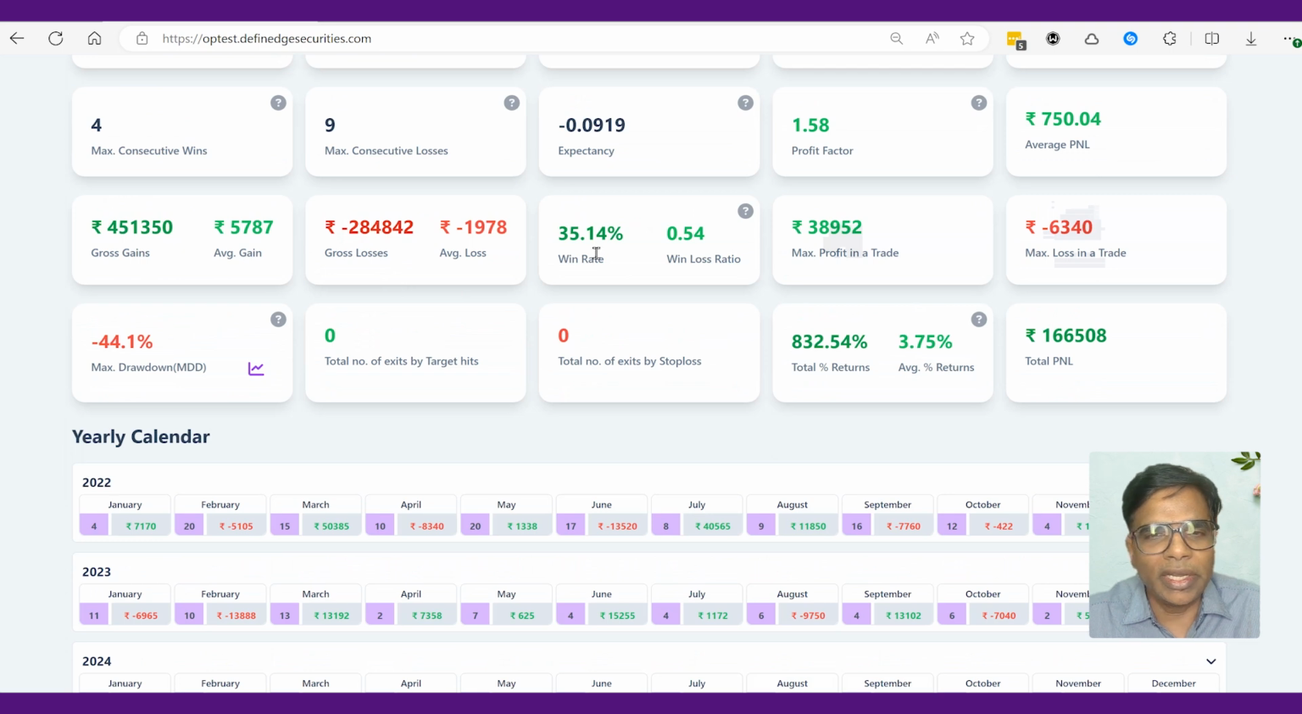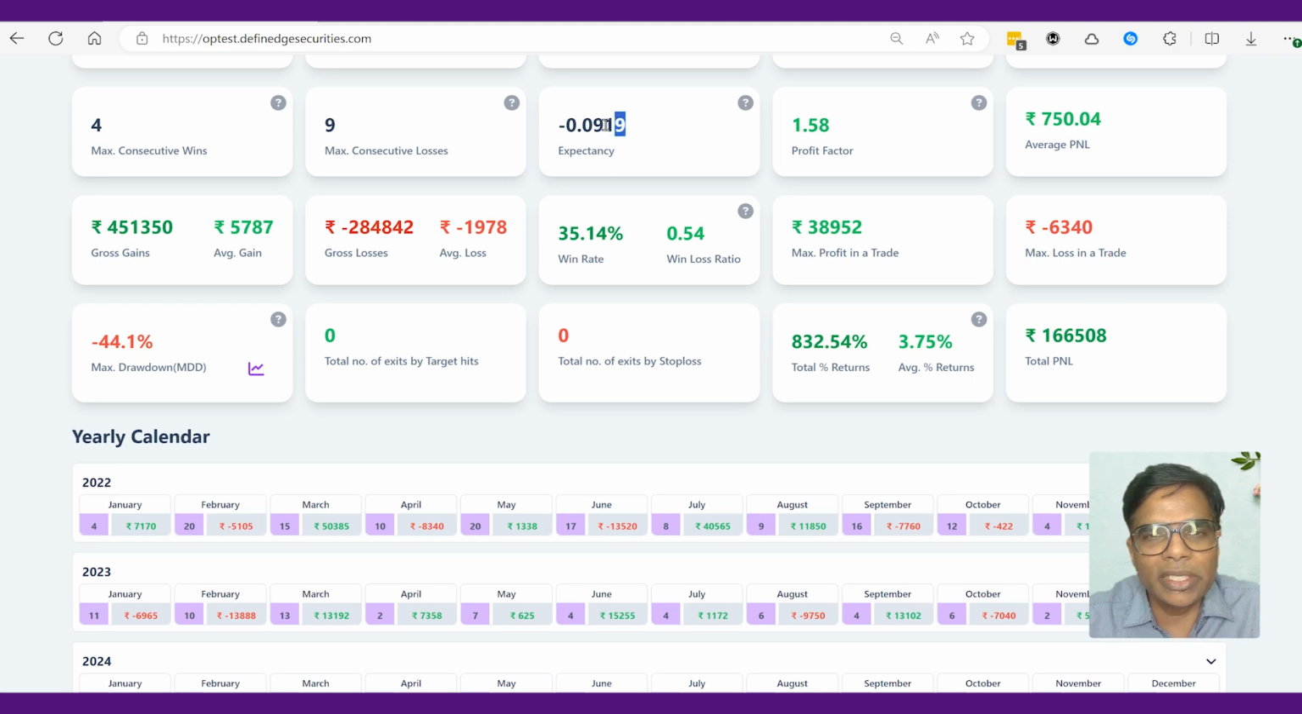Now the win rate is low because this is a trend following system, right? In the trend following system, always the win rate is low. When we win, we win big. When we lose, we lose small. So that's a benefit of this trend following system, and that's why you see low win rate.